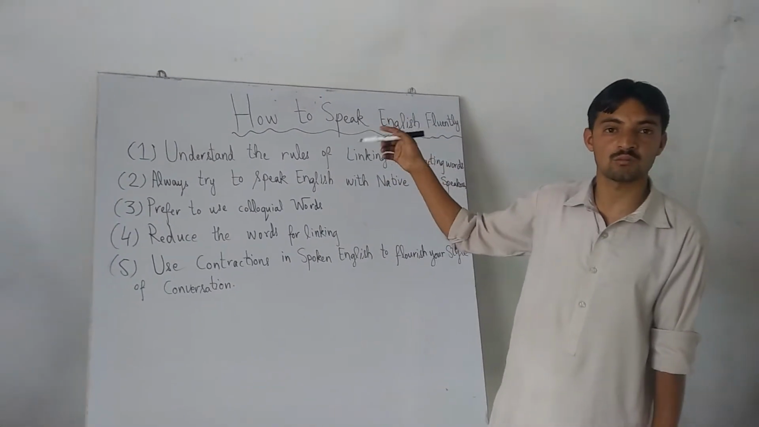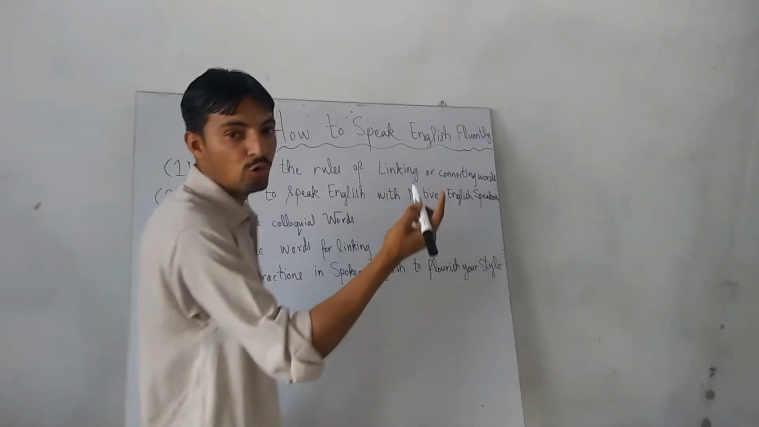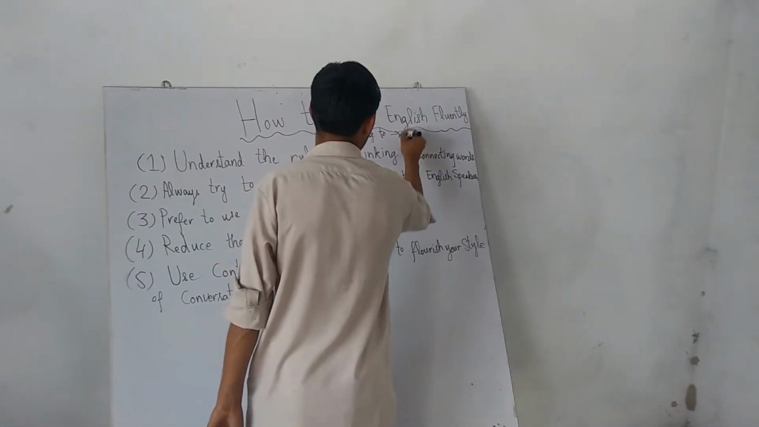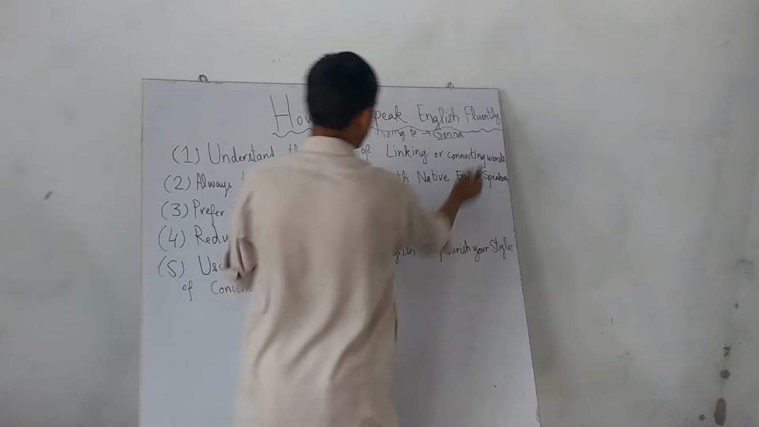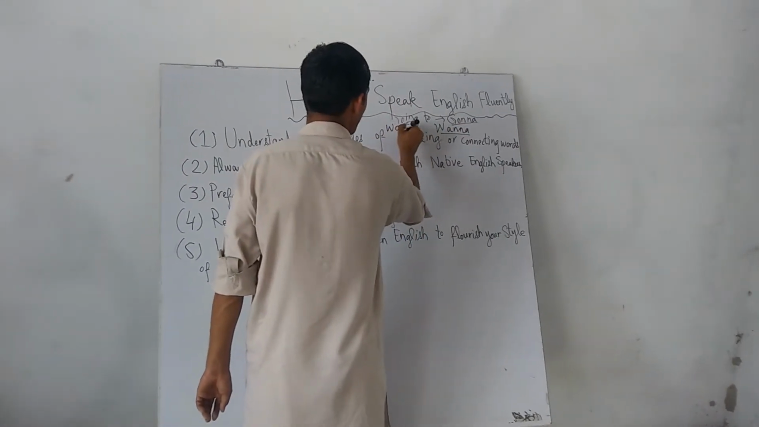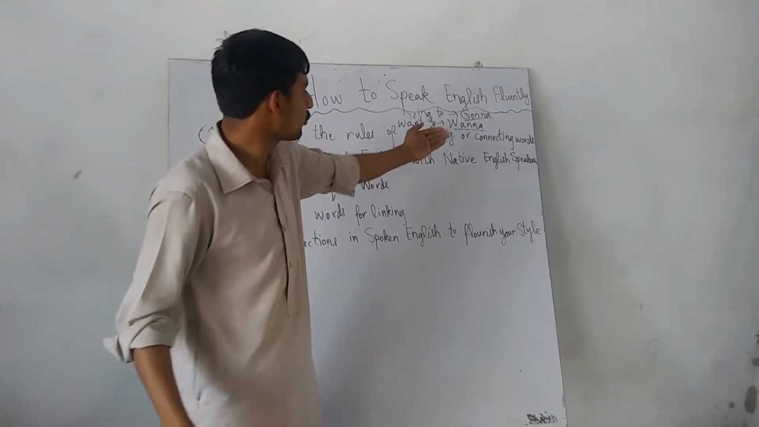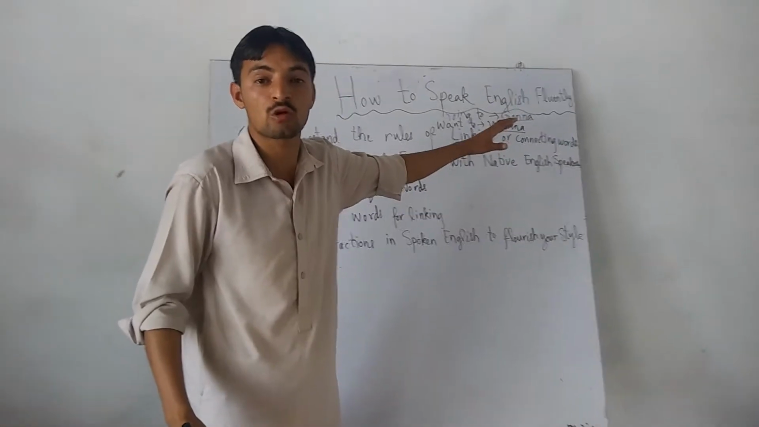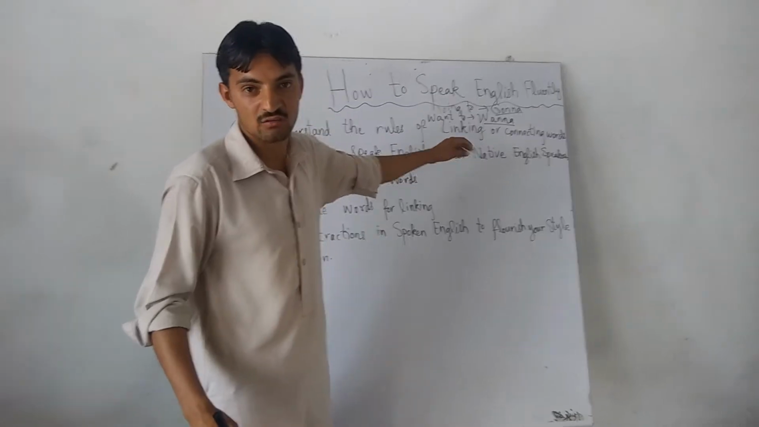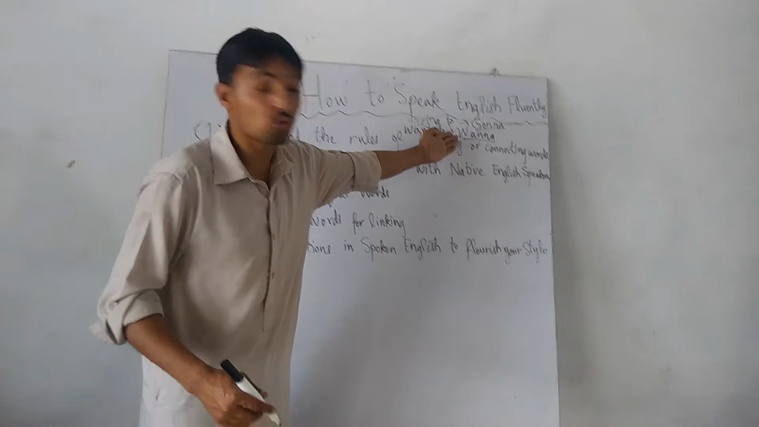They use the rules of reduction. Instead of going to, they say gonna. They say wanna, instead of want to. They always prefer to use gonna instead of going to. Going to is a long form, and they use the short form gonna. And instead of saying want to, they always prefer to use the short word wanna.